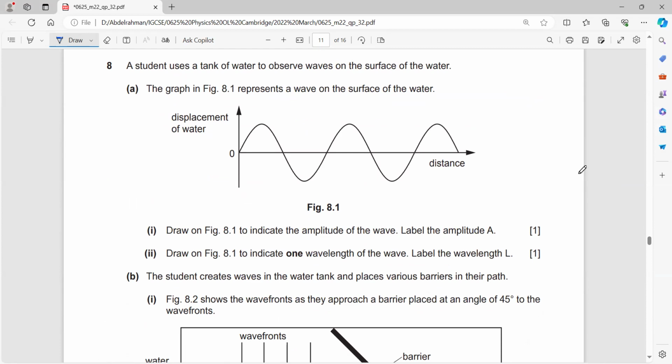Draw on figure 8.1 to indicate the amplitude and label it A. Amplitude would be from zero going up. This is the amplitude A. One wavelength is measured sideways, from one crest to one crest, or from one trough to one trough.